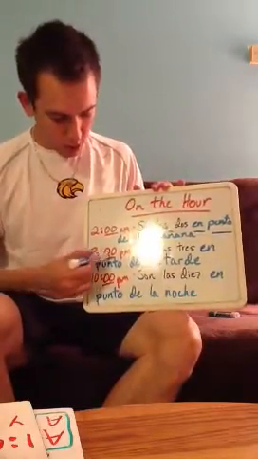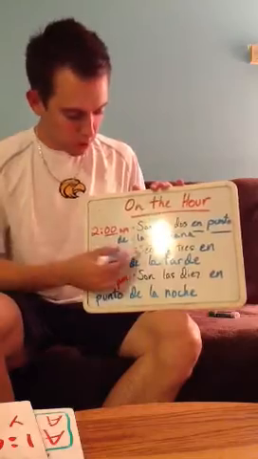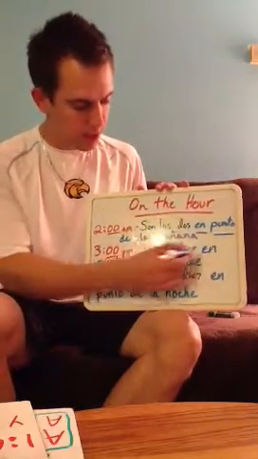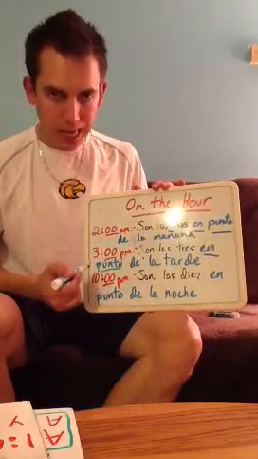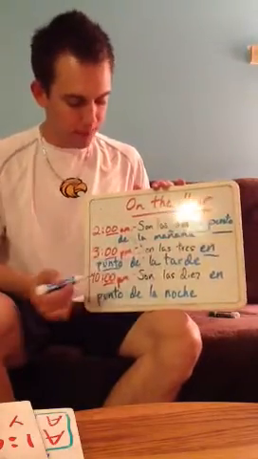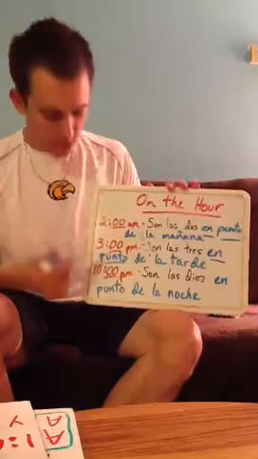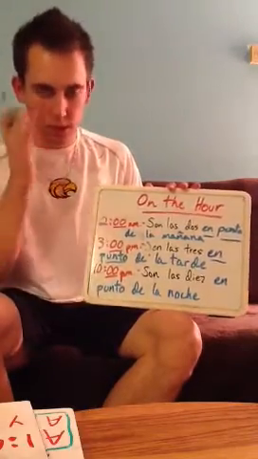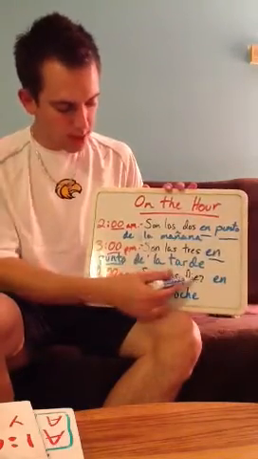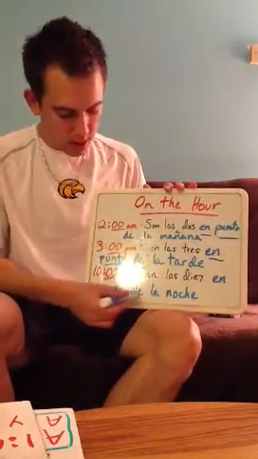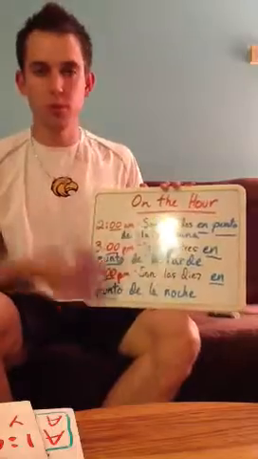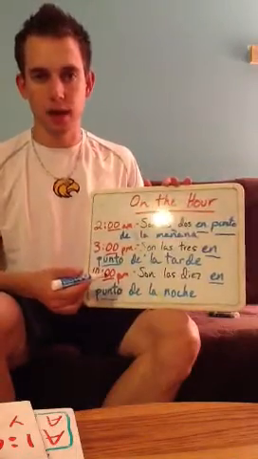Right? So, 3 p.m., 3:00. Son las 3 en punto de la tarde. Okay? And finally, another example, 10 p.m. 10:00. Son las 10 en punto de la noche. So, en punto is the thing we added there at the end.